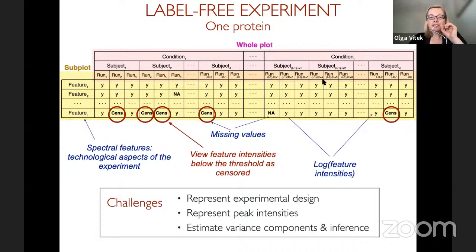So the pink part of this data structure is essentially biology, right? And the experimental design that we have. Now, the yellow part is the technology. In each run, we acquire multiple features.